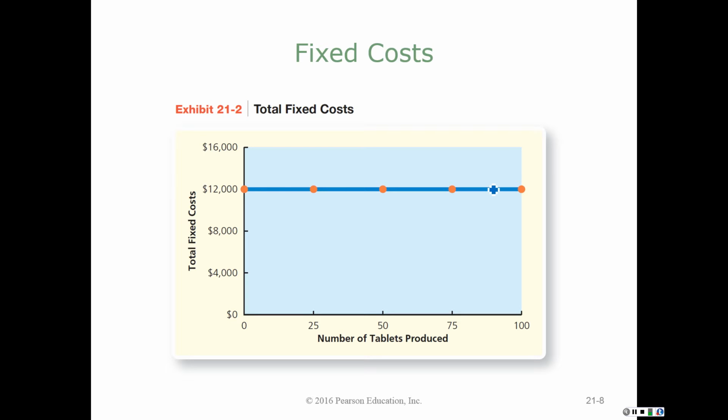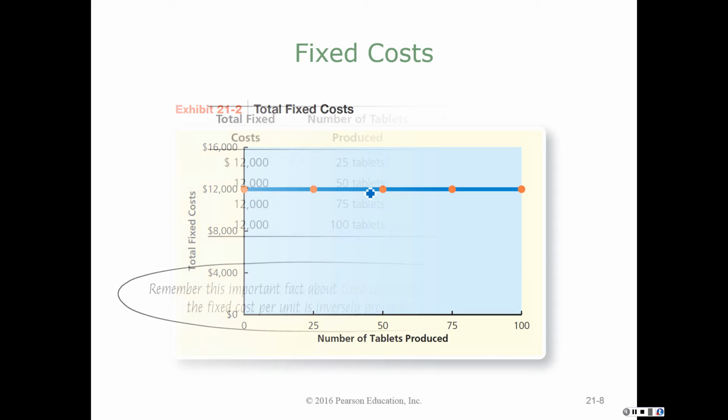Remember, we mentioned the insurance, the depreciation, the supervisor's salary. So regardless of how many tablets we produce, the rent on the building, our insurance for the building, and our supervisor's salaries are going to stay the same. So we see a fixed line for the fixed cost.